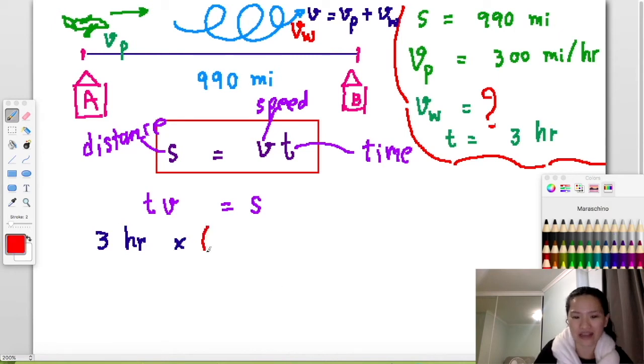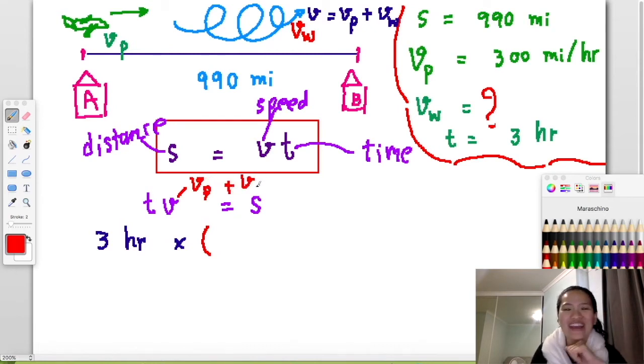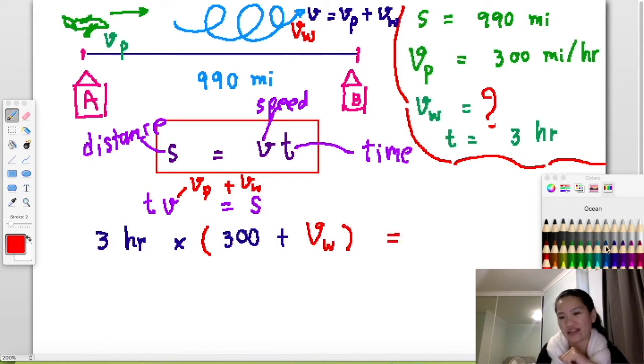Now you know that V comes from VP, the speed of the plane, plus the speed of the wind. VP, the speed of the plane, is 300, so I put 300 here. 300 plus the speed of the wind, that's what we want to find, and it equals our distance, 990 miles. They told you that in the question. From velocity, we want to find the wind. For distance, the unit is miles.